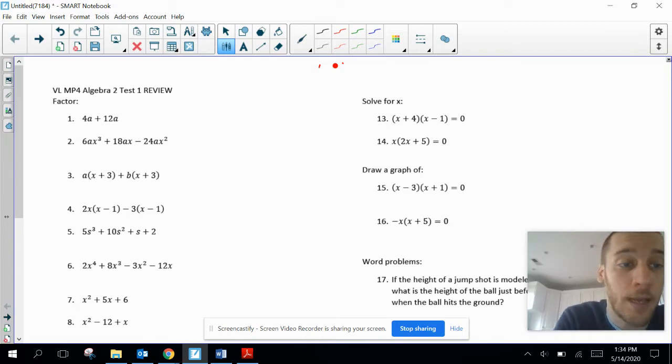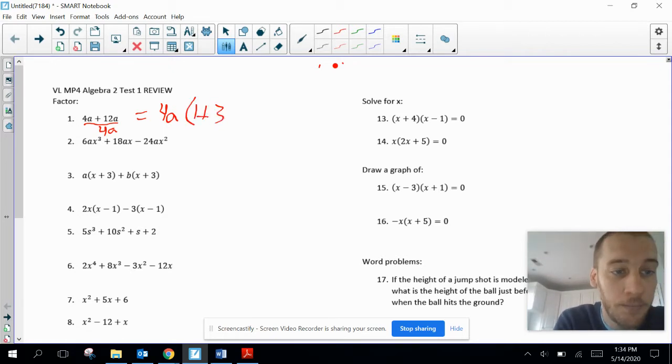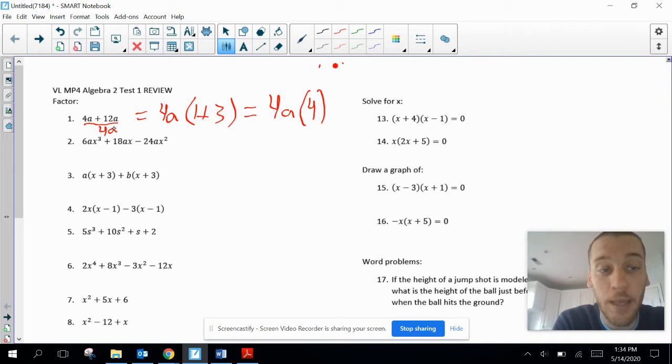So let's get started. Looking at number one, these are both divisible by 4a. If I were to take out 4a, what would be left if I divide them both by 4a? This is just 1 plus 3, which is really the same thing. It's just 4a times 4, right? I know that's really just 16a, but I want you to get the idea of pulling out a greatest common factor.